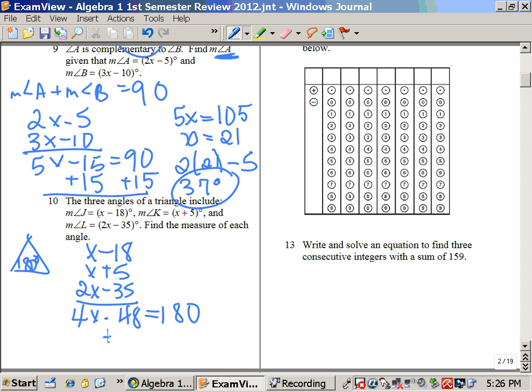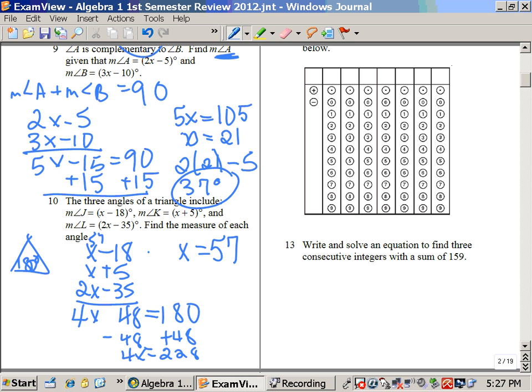Then I need to add 48 to each side. So 4x is equal to 228. If I divide both sides by 4, x is equal to 57. Now it says to find the measure of each angle. So I have to take the 57 and plug it in here.